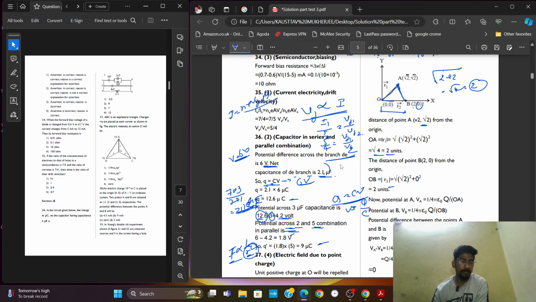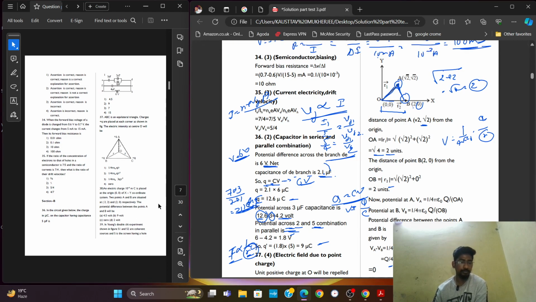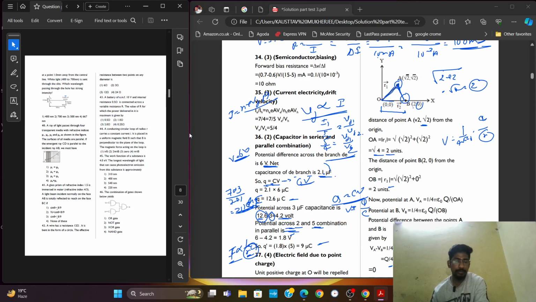Okay, now to calculate the potential, it is given by the formula 1 by 4 pi epsilon naught, Q by R, right? R will be OA for one, and for the other it will be OB, right? In both the cases R is equal to 2, right? In both the cases. So therefore the net potential will always be equal to 0.